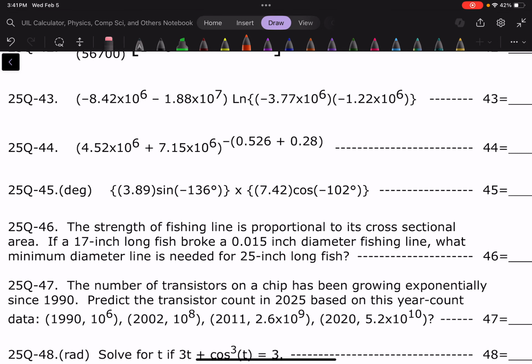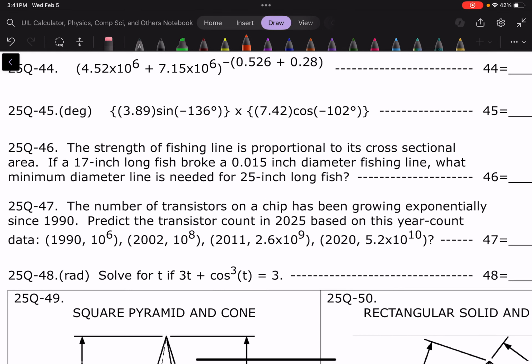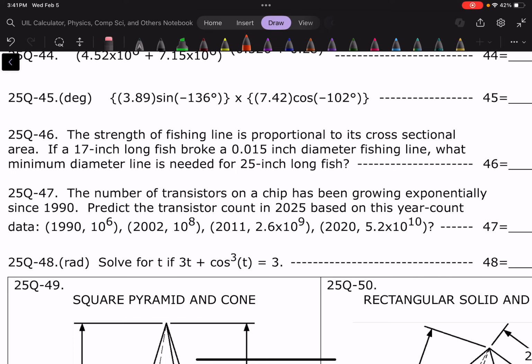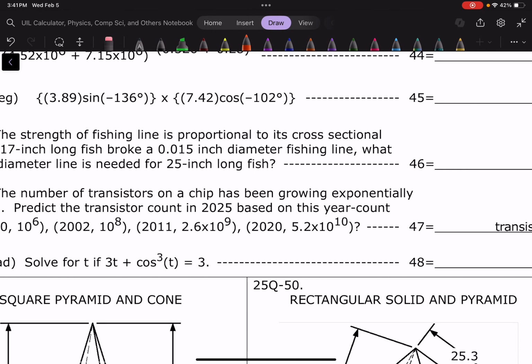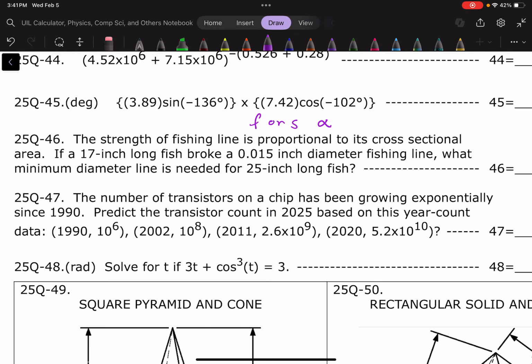Howdy, folks. Let's go ahead and take a look at number 46 through 50. They tell us the strength of a fishing line is proportional to the cross-sectional area. So weight is proportional, the weight it supports, or the strength, force. So F or S is proportional to the cross-sectional area.